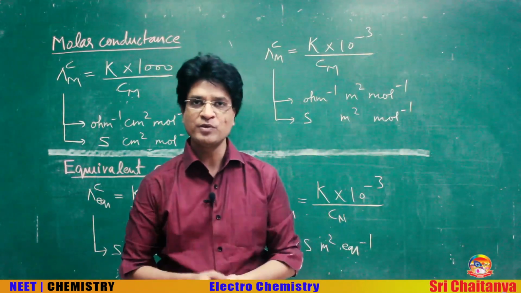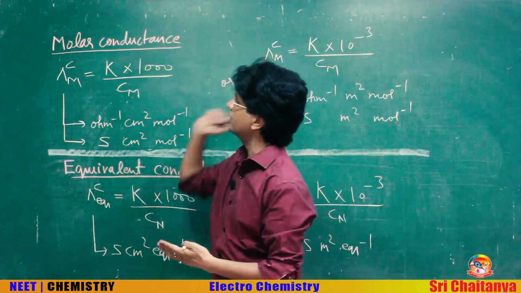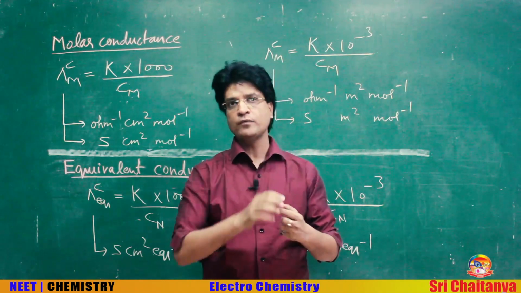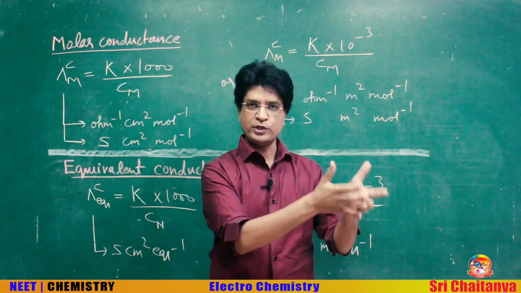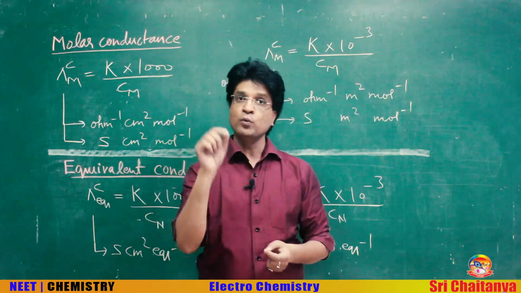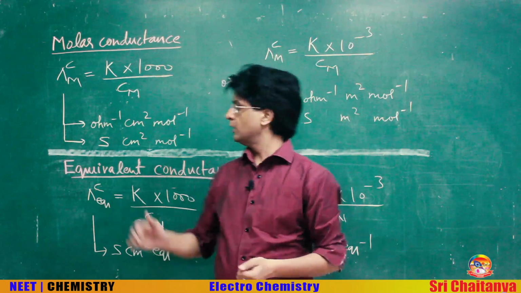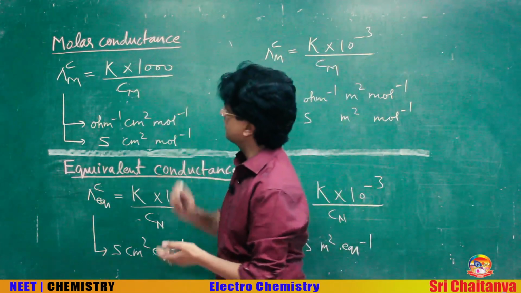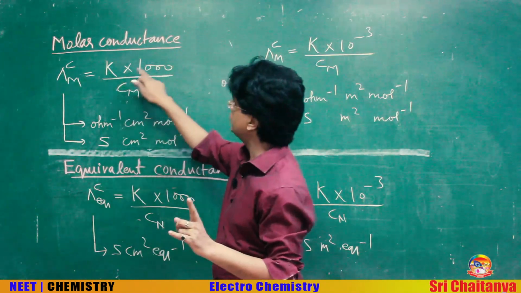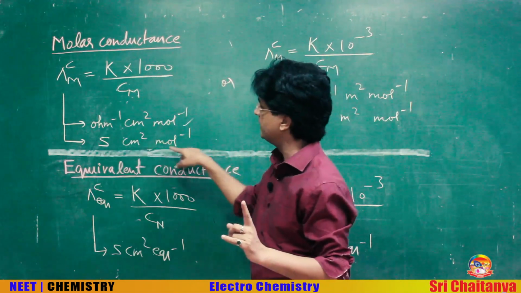So students, from the point of view of chemistry, the two terms molar conductance and equivalent conductance are very, very important. Now see, what is molar conductance? The definition of molar conductance is the conductance when we dissolve 1 mole of electrolyte in a given solution; the conductance of that solution will be called molar conductance. Similarly, we can define equivalent conductance: when we dissolve 1 gram equivalent of electrolyte in a solution, the conductance of that solution will be called equivalent conductance. Now see the formula. The molar conductance at a given concentration is given by kappa, the conductivity, into 1000 divided by concentration in terms of molarity. The units will be per ohm centimeter square per mole or Siemens centimeter square per mole.